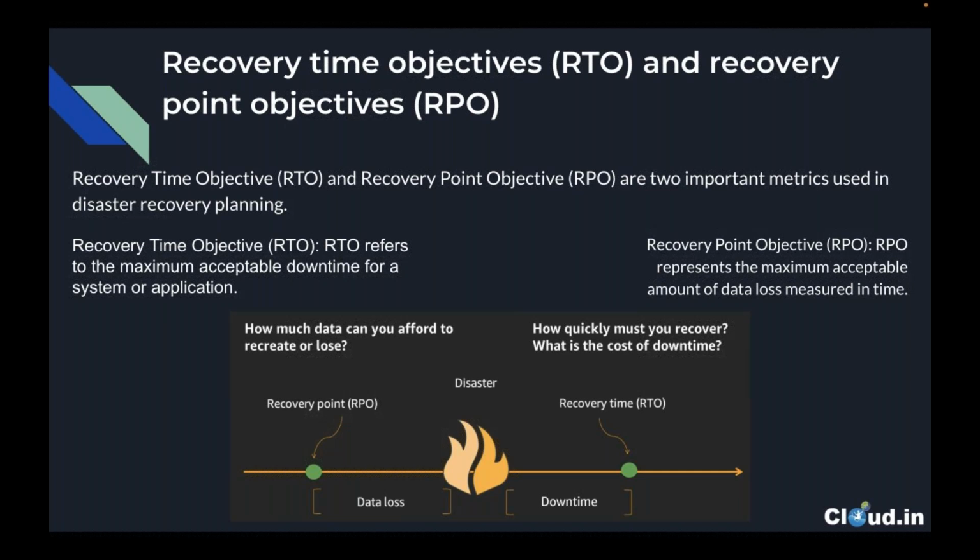So let's look at the RTO, that is, recovery time objective first. This basically refers to the maximum acceptable downtime of a system or application. It defines the amount of time within which the system should be restored and made operational after a failure or a disaster if it occurs. RTO is typically measured from the moment the failover occurs until the system is fully functional again. This will be decided by the business owner.